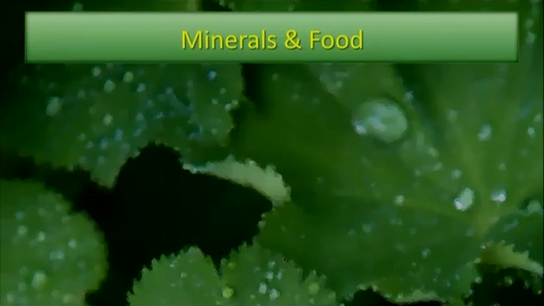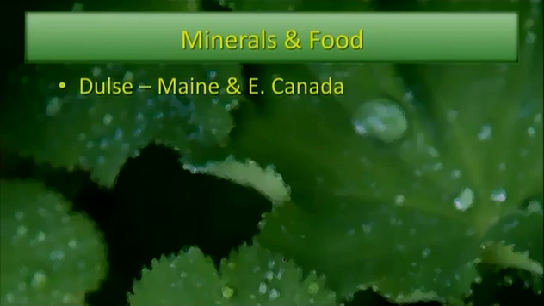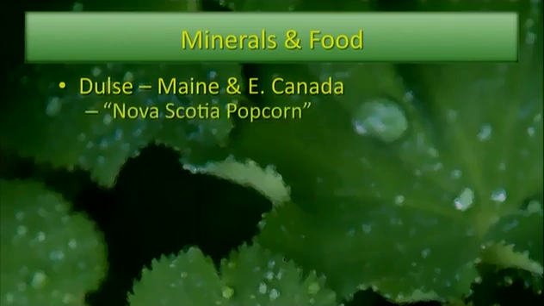And there's also dulse, which is a red alga. During the Irish Great Hunger of 1845 to 1846, dulse was used as food because they didn't have the potato at that time. It's so popular in Maine and eastern Canada as a snack food that they call it Nova Scotia popcorn. It makes me want to try it, you know.